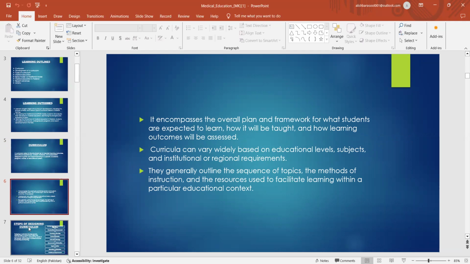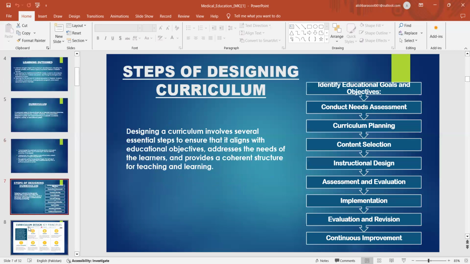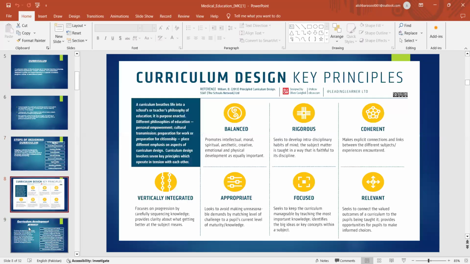Steps of designing a curriculum. Designing a curriculum involves several essential steps to ensure that it aligns with the educational objectives, addresses the needs of the learners, and provides a coherent structure for teaching and learning. Identify educational goals and objectives, conduct needs assessment, curriculum planning, content selection, instructional design, assessment and evaluation, implementation, evaluation and revision, continuous improvement.